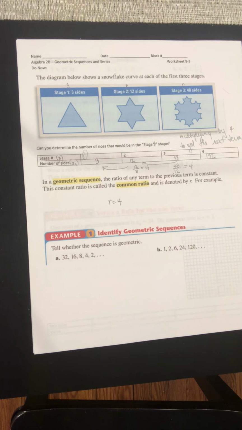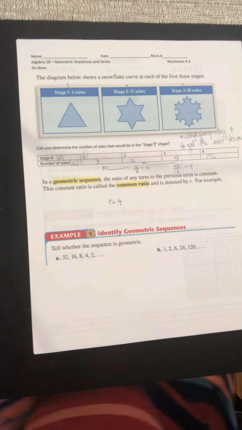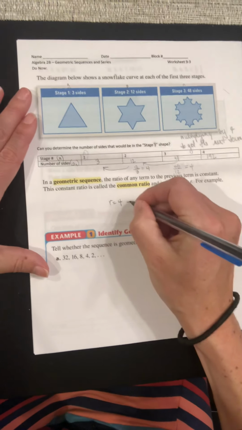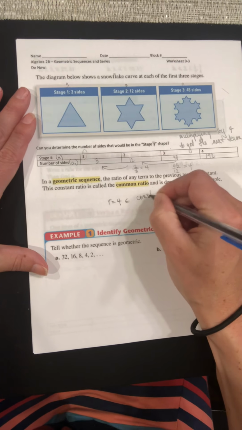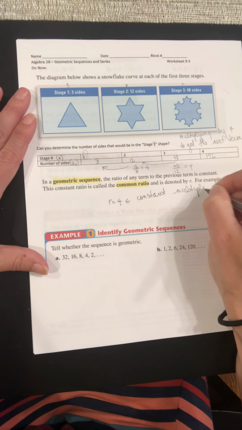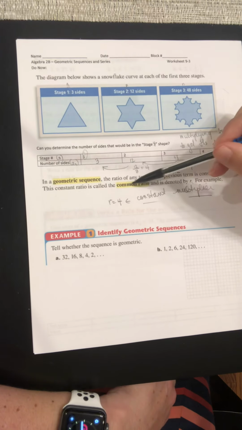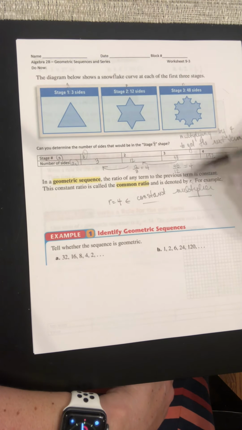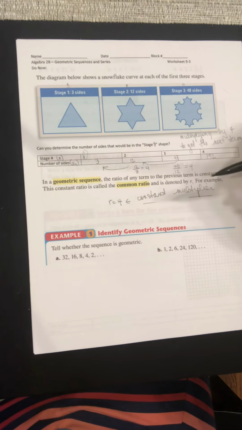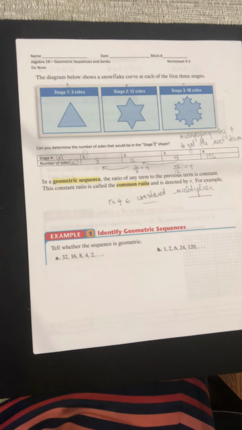I'm just grabbing my calculator because you're definitely going to need your calculator for this one, because the numbers are going to get kind of big. We have what's called a constant multiplier here, that's what I like to call it also, or the common ratio, which is R. If I multiply by something over and over, the numbers are going to get pretty big. So you're definitely going to want to have your calculator, okay?